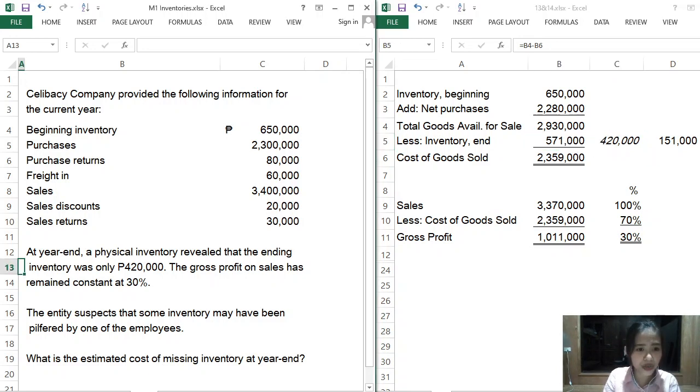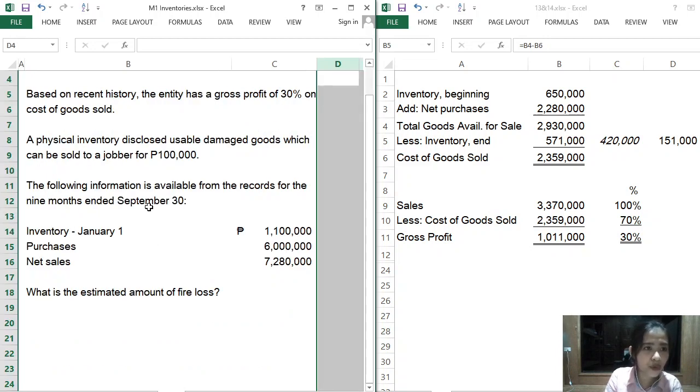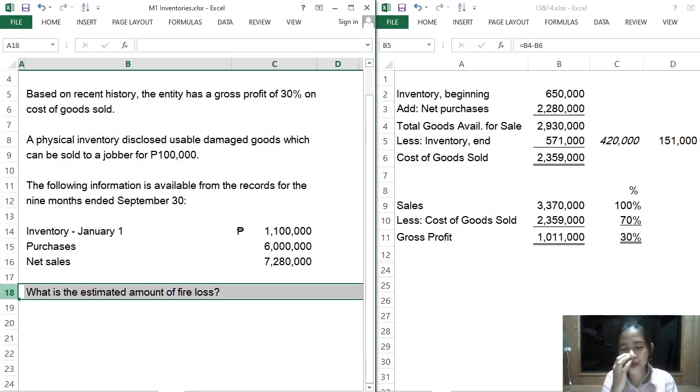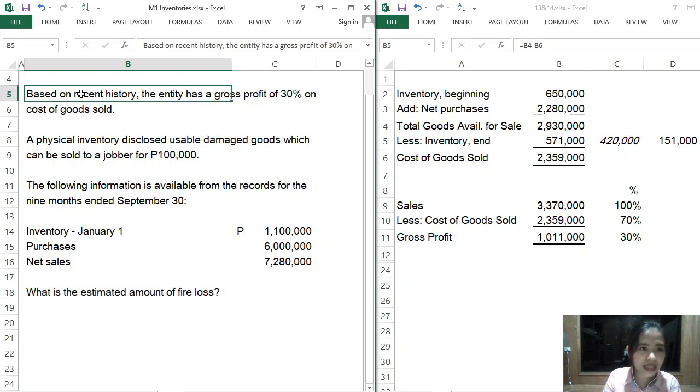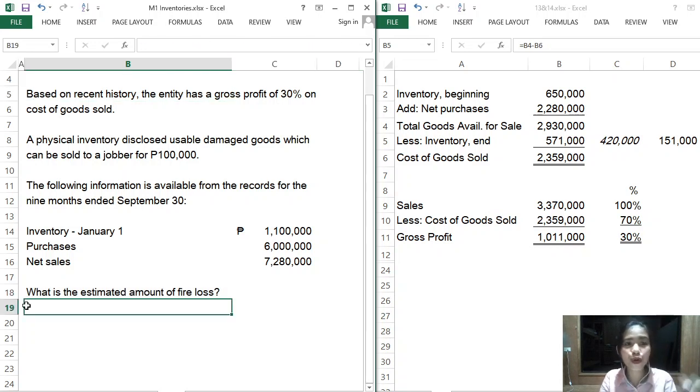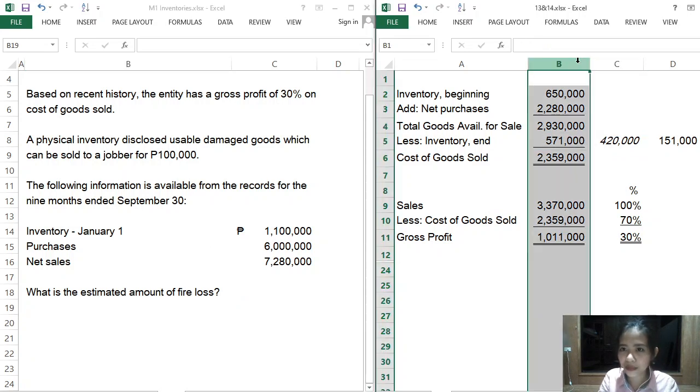Let's proceed to 13-4. 13-4, however, may fire na nangyari. So, siguro faithful na yung employees ng company to. So, we have, based on the recent history, the entity has a gross profit of 30% on cost of goods sold. So, ano nga yung hint? After the word on, yun yung 100%. So, i-clear na muna natin to. Okay.